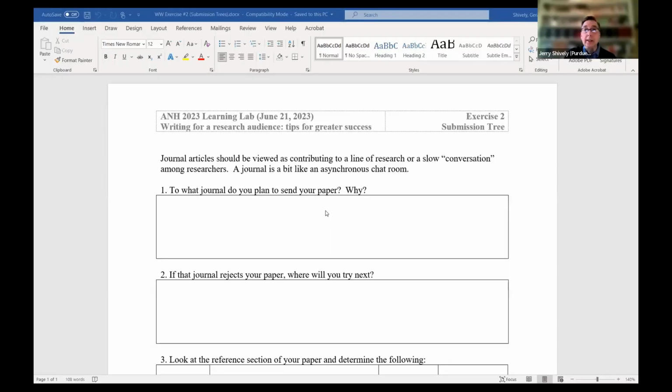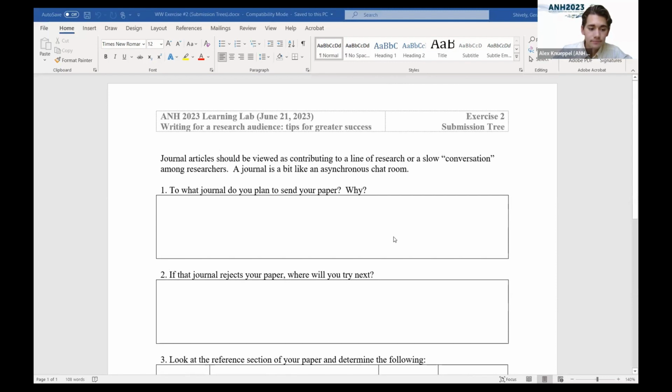Barry, is this the same worksheet as before? Just different questions? Nope, this is a second worksheet. So this should be exercise 2 for submission tree. Can you see that on screen? Yep, we can see it.